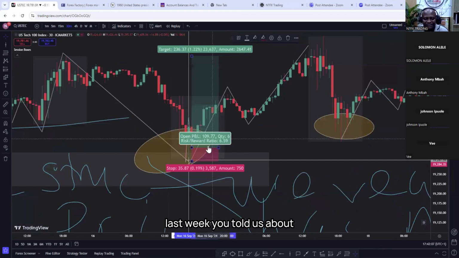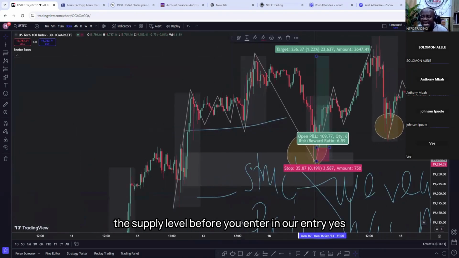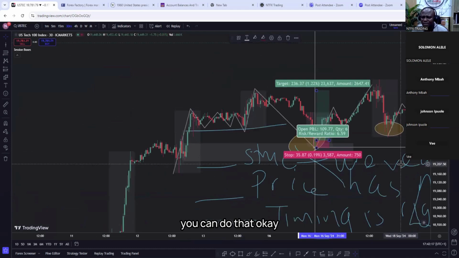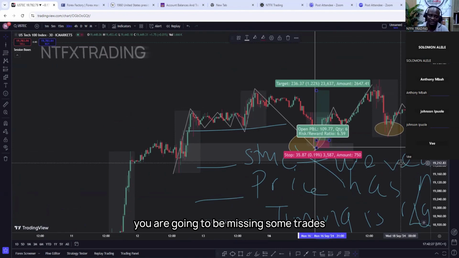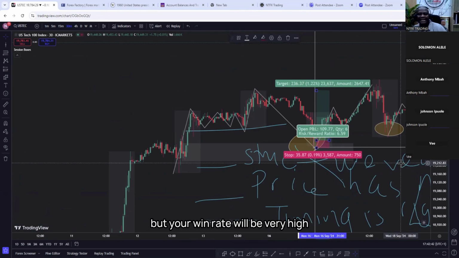Last week you told us about the market needing to take the supply level before we enter. Yes, you can do that. That is an extra measure. But the only problem is that you are going to be missing some trades, because by the time you take that supply, that pullback will not pull back enough for you to enter. That's the only problem. But your win rate will be very high.